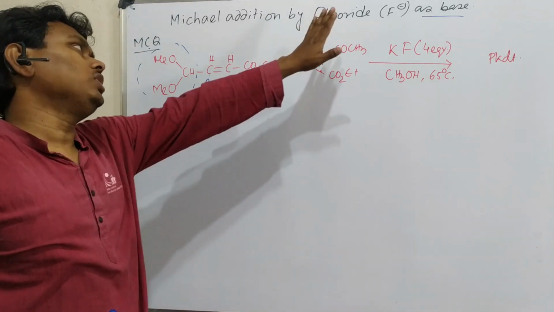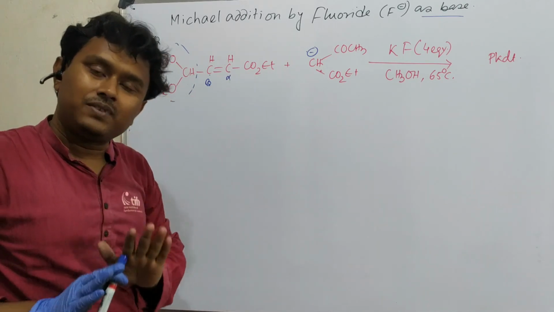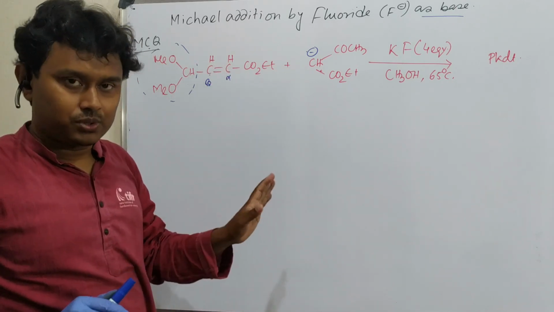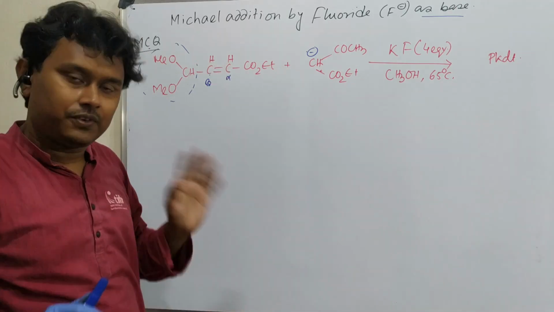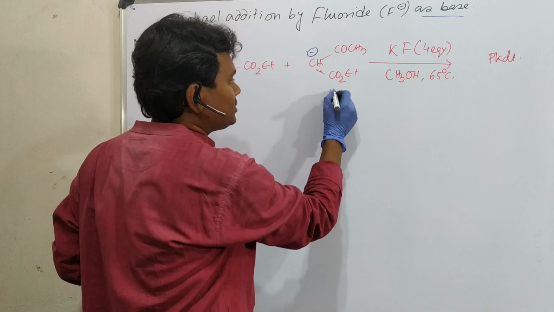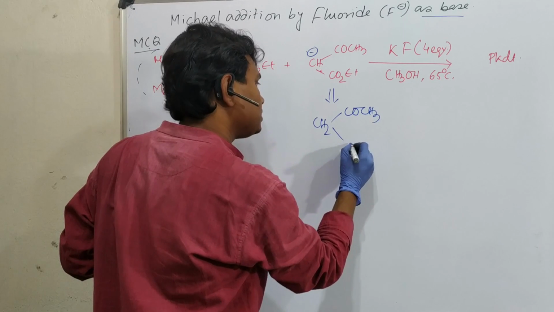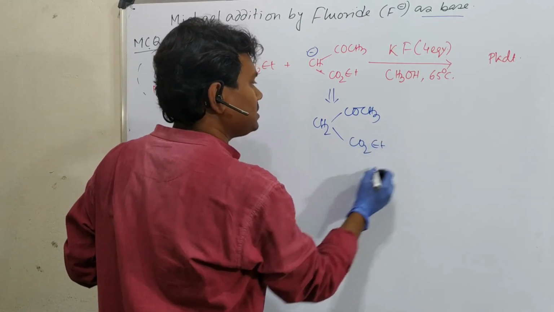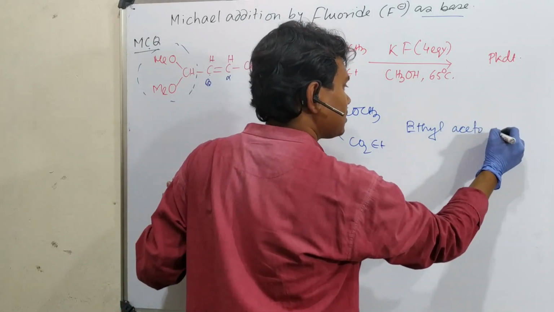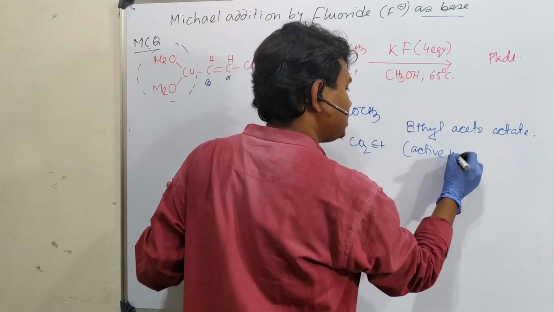First of all, this complete mechanism, why this will attack, I have discussed in the previous video about the basic concept of Michael addition. Please visit. I am not going to discuss it here. It will unnecessarily lengthen the video. Now, where is this nucleophile generated from? This is generated from CH3COCH2CO2Et. This is known as ethyl acetoacetate. Ethyl acetoacetate is an active methylene compound.